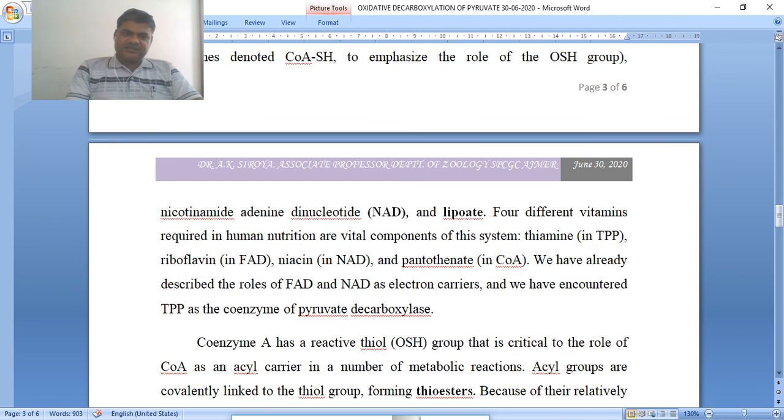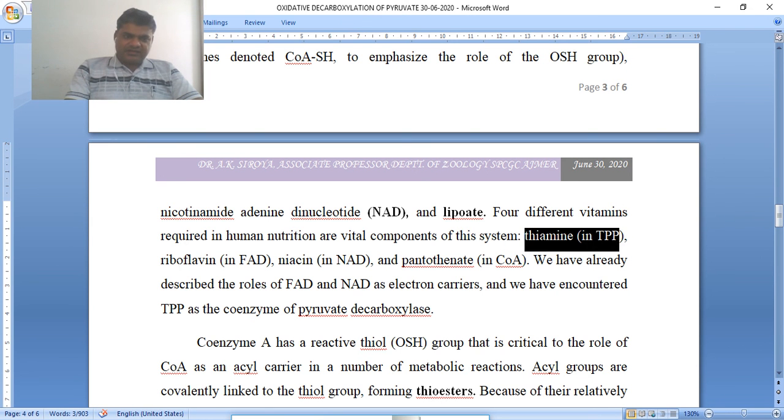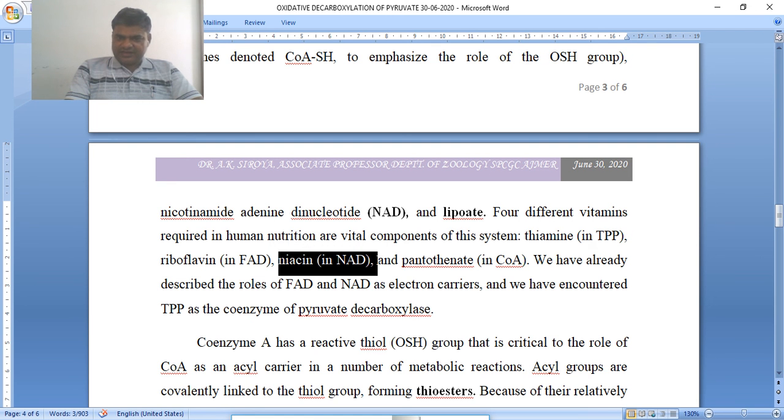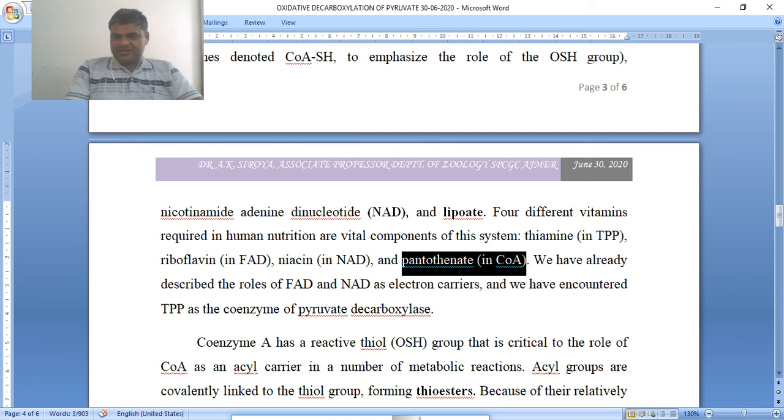Four different vitamins required in human nutrition are vital components of this system: the TPP or the thiamine, the riboflavin in FAD, the niacin in NAD, and pantothenic acid or pantothenate in coenzyme A. We have already described the role of FAD and NAD as electron carriers, and we have encountered the TPP as a coenzyme of pyruvate decarboxylase.